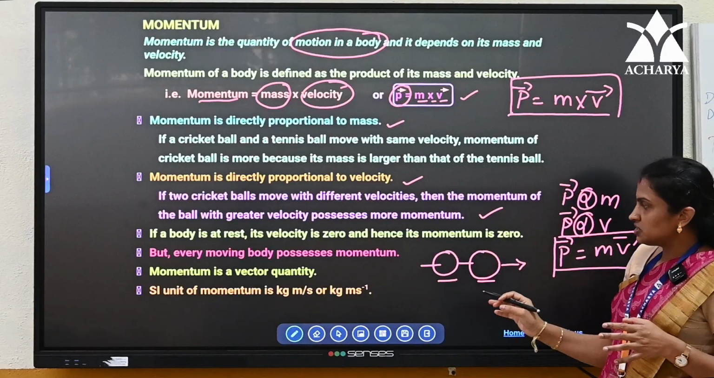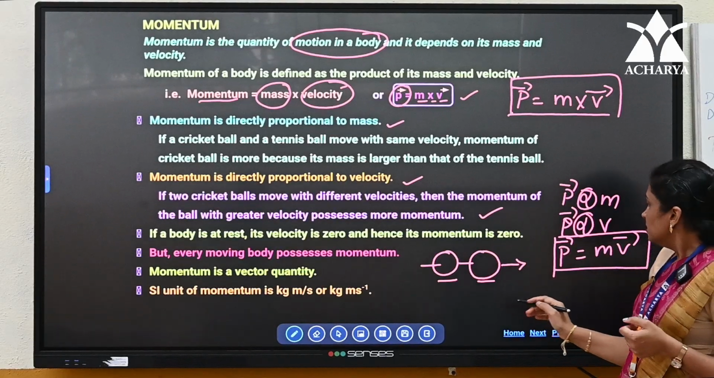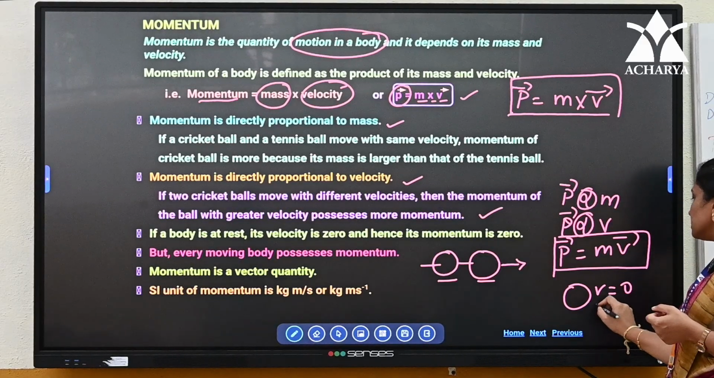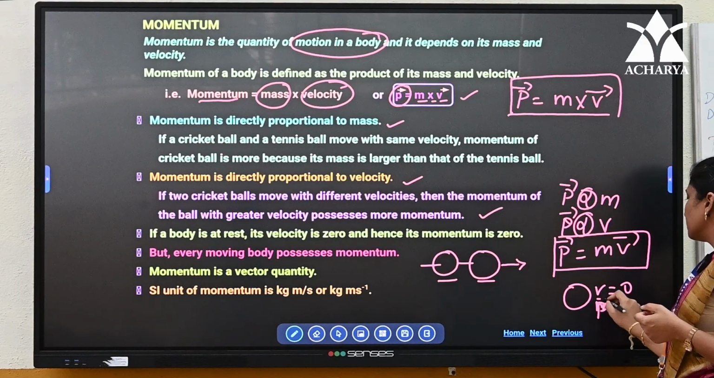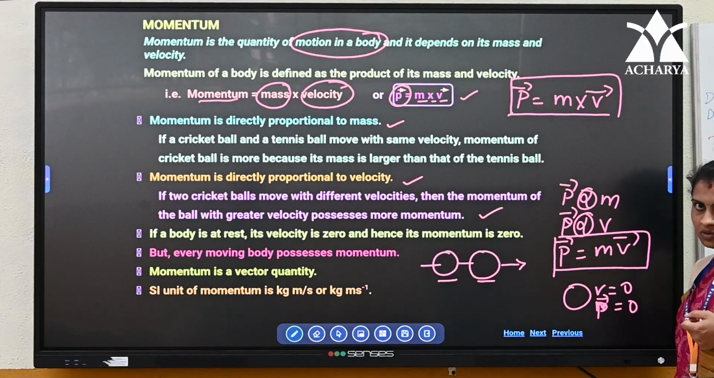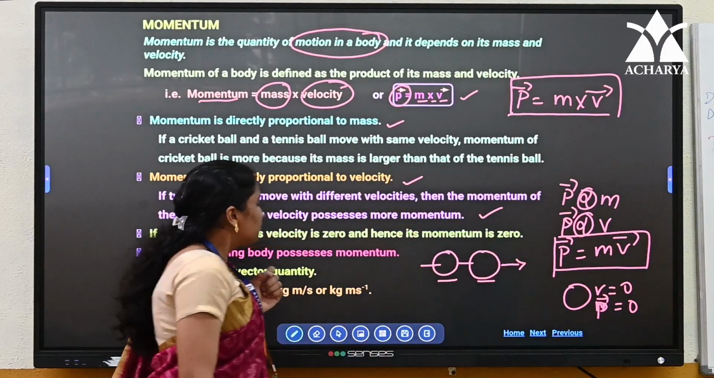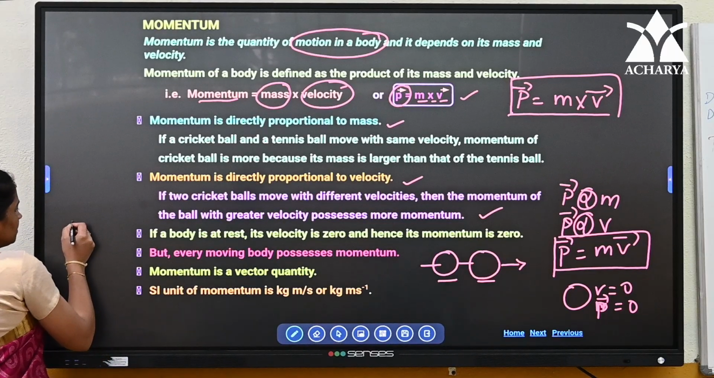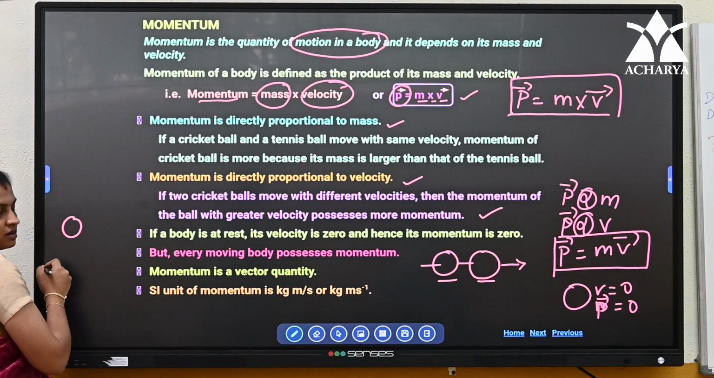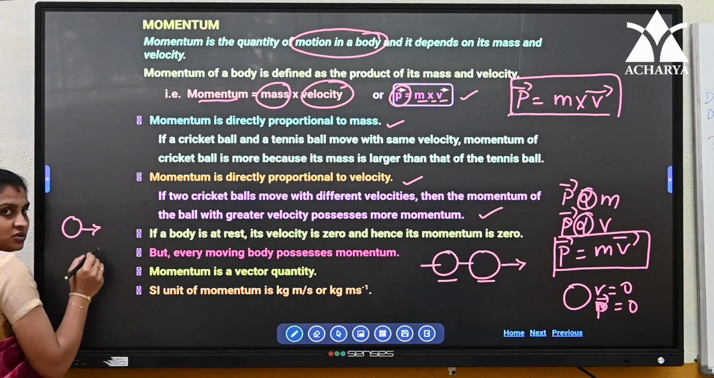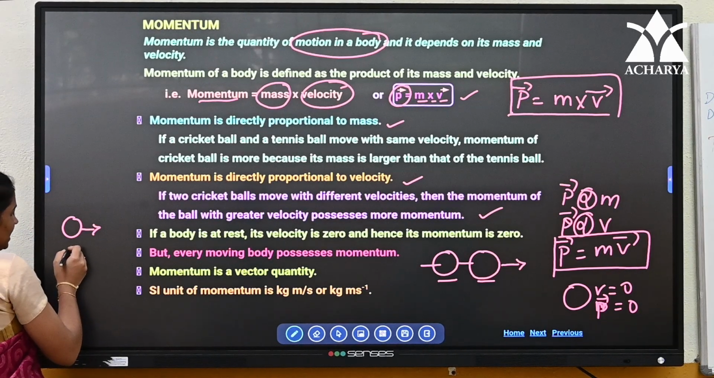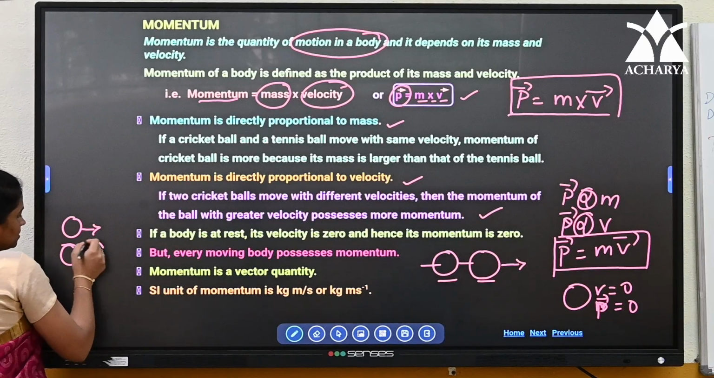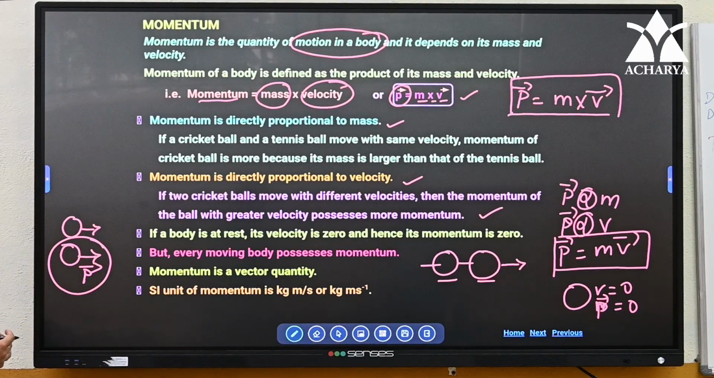When the body is at rest, the velocity is 0. Suppose the ball is at rest, the velocity is 0 as well as the momentum is 0. But every moving body possesses momentum. If the body is at rest, it cannot possess momentum, but if the body is in motion, it will possess momentum. So this is the definition of momentum.